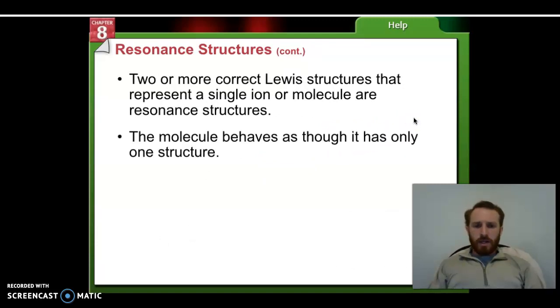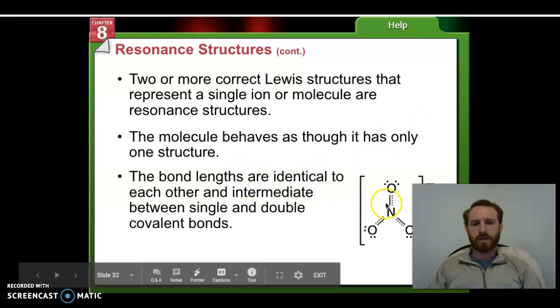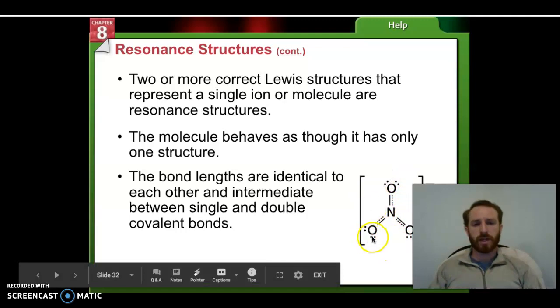So when the molecule behaves as though it has only one structure, but has multiple ways to be drawn, that's resonance. Okay. And the bond lengths are going to be identical, even though a double bond, if you remember from last section, would be shorter than a single bond. But they're going to be relatively the same because in nature, like I said, the electrons move so fast that it's almost like it's just one thing.